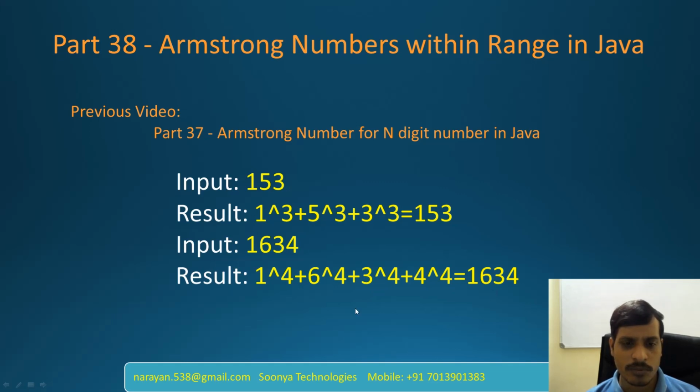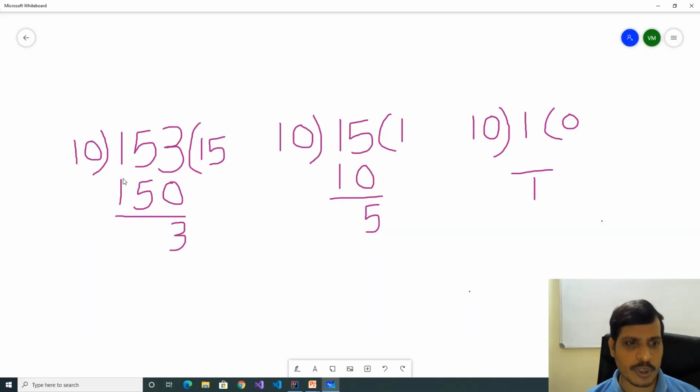We need to use the modulus and division operators to get individual digits. Here the input is 153. 153 divided by 10 gives quotient 15 and remainder 3. We will take 15 and divide by 10. Here the quotient is 1 and the remainder is 5. Let us take 1 and divide by 10. Here the quotient is 0 and the remainder is 1. Here we are getting individual digits 3, 5, 1 from the number 153.